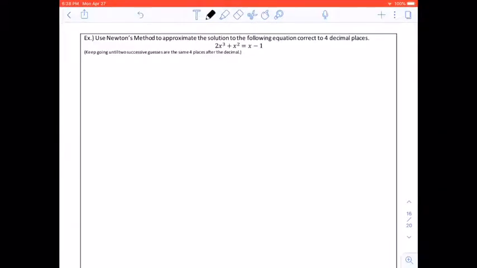The example on page 16 says use Newton's method to approximate the solution to the following equation correct to 4 decimal places. And they give us an equation there. It says keep going until 2 successive guesses are the same 4 places after the decimal. First of all, this one does not tell us a starting value, and we will have to figure that out on our own. We also don't have our function written in the form of f of x equals 0, so I'm going to move all my terms over to one side.